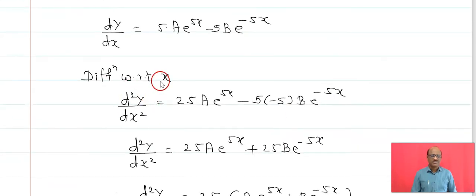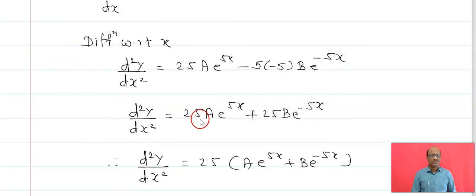Now again differentiate this with respect to x. Therefore, d2y by dx square equals, again the derivative of e raised to 5x is e raised to 5x into the derivative of 5x, which is 5, and 5 into 5 becomes 25 here. Again differentiate e raised to minus 5x. The derivative of e raised to minus 5x is e raised to minus 5x, again a composite function. The derivative of minus 5x is minus 5a, and minus 5 into minus 5 is plus 25. And you will get d2y by dx square equals 25a into e raised to 5x plus 25b into e raised to minus 5x.